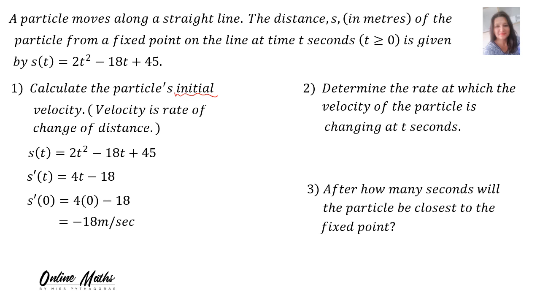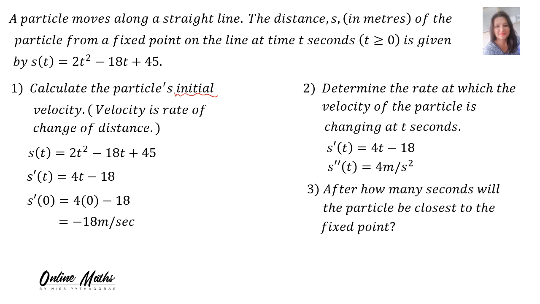Question 2. Determine the rate at which the velocity of the particle is changing at t seconds. That means they want you to give the acceleration of the particle. When you find the first derivative, you find velocity. And when you find the second derivative, that means the rate at which the velocity changes, or acceleration. So in this case, the second derivative is 4 meters per second squared.